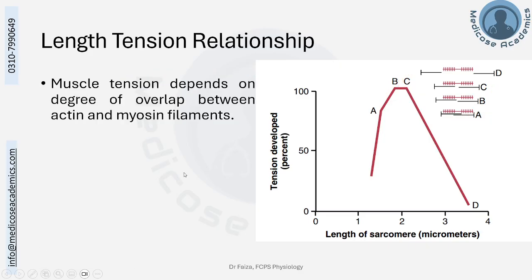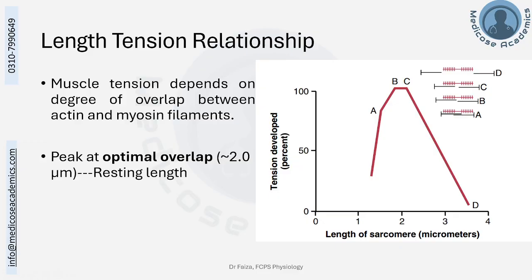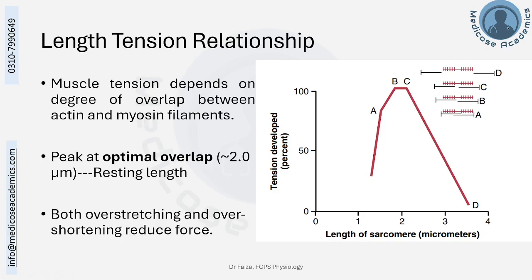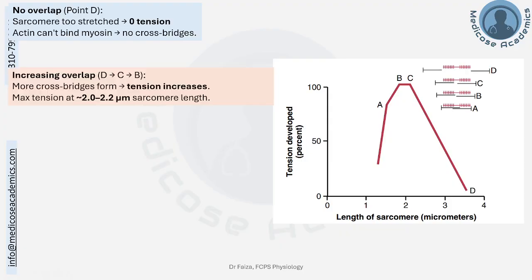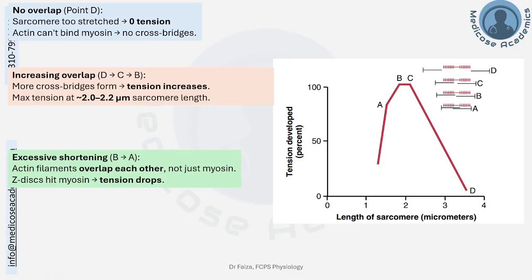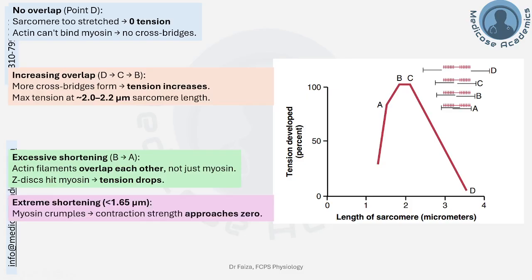So, muscle tension depends upon the degree of overlap and it is peaking at the optimum overlap, approximately 2 to 2.2 micrometer. The resting length of the skeletal muscles, overstretching or overshortening will reduce this force. Point D, there is no overlap. Tension developed is 0. Increasing overlap from D to C to B, tension is increasing. From B to A, it is again decreasing. Extreme shortening, it will again approach 0.